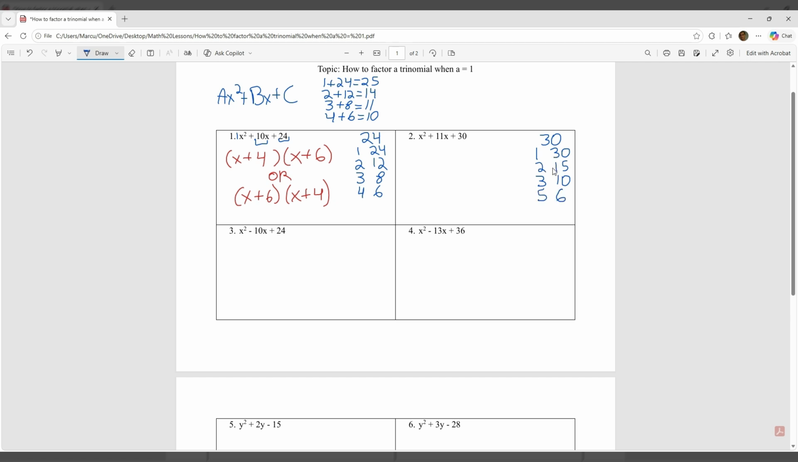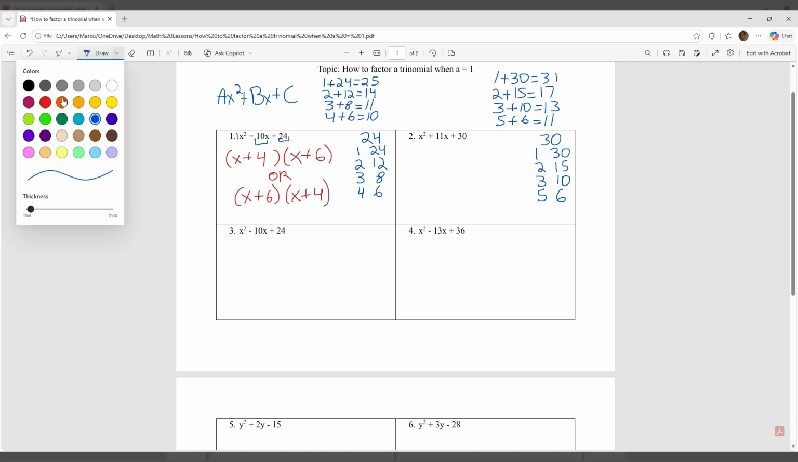So again, all these pairs, when you multiply, are going to give us 30. However, there's only one combination that when you add, is going to give us 11. So if you go ahead and do 1 plus 30, 31. So that's not going to work. 2 plus 15, that's 17. 3 plus 10 will give us 13. 5 plus 6 gives us 11.